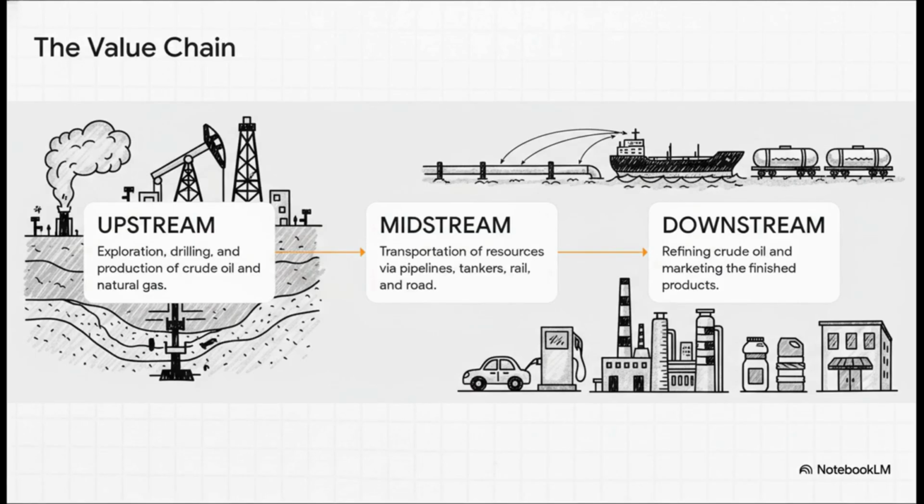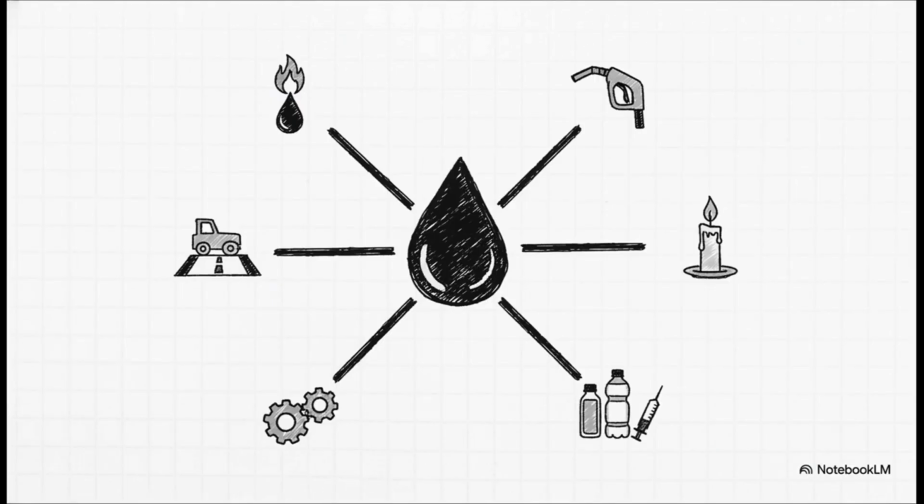Next up is midstream. Think of this as the logistics backbone. This part of the chain is all about moving the resources, often thousands of miles, through a huge network of pipelines, tankers, and trains. And finally, we get to downstream. This is where the crude oil gets turned into the products we actually use every day and then sold to you and me.